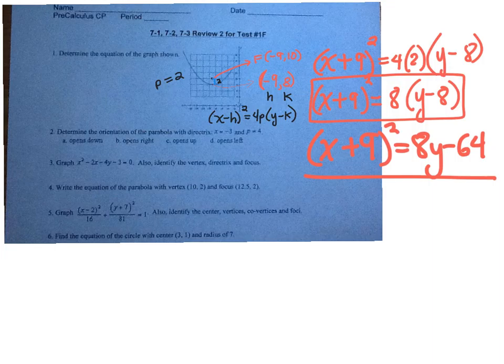Now question number 2, determine the orientation of the parabola with directrix of x equals -4 and p is equal to 4. So if you plot that information, this is number 2, directrix is at x equals -4. What type of graph or what type of line is x equals -4? Is it vertical or horizontal?